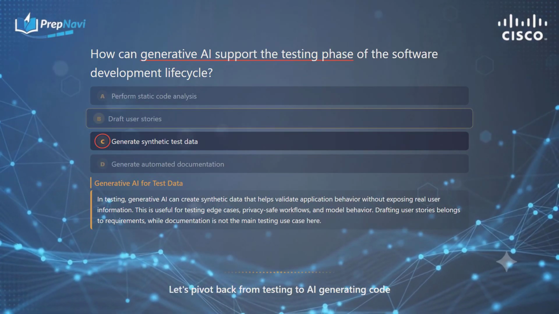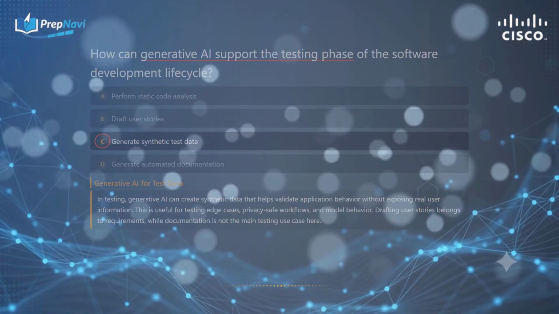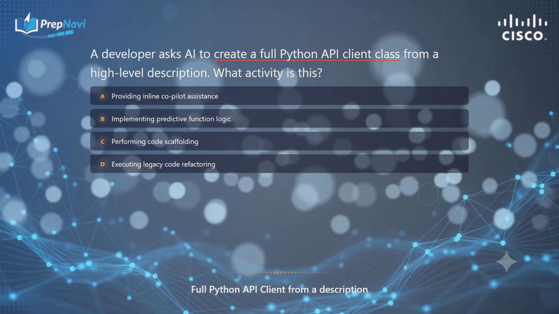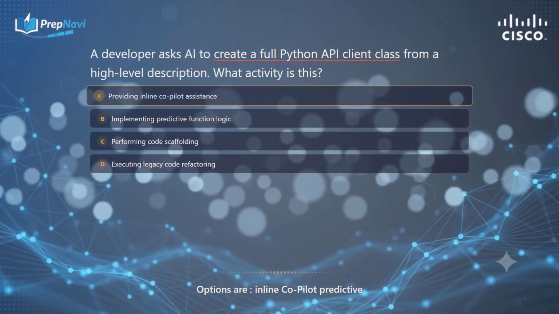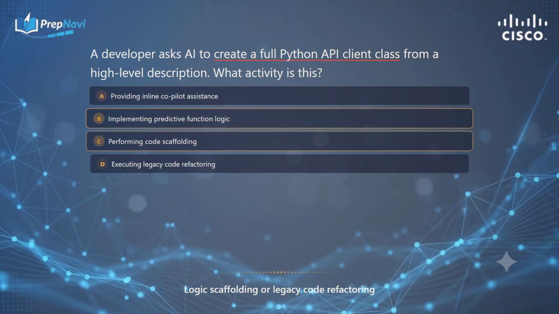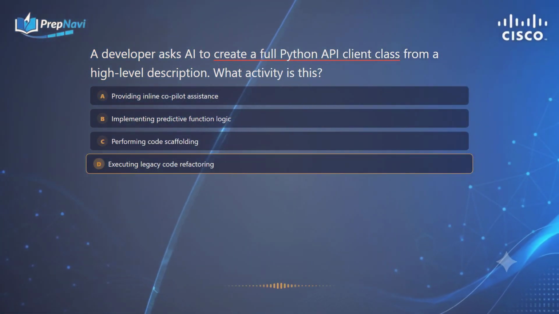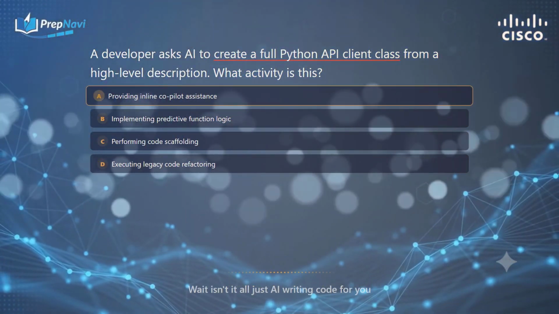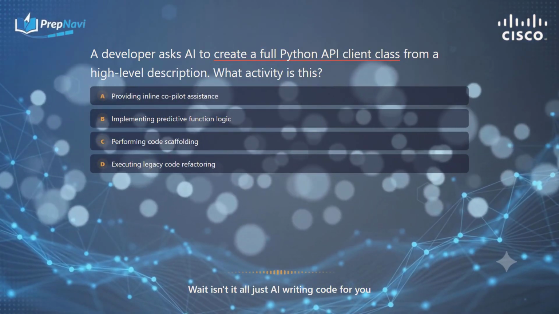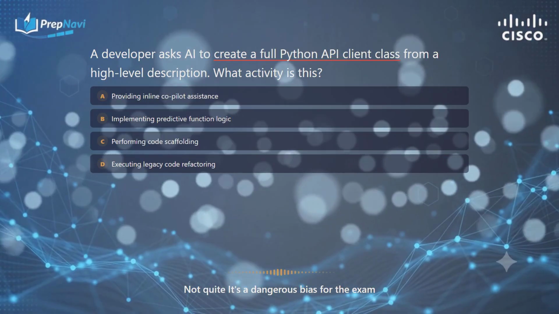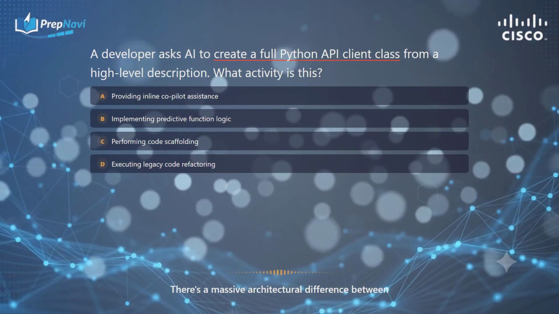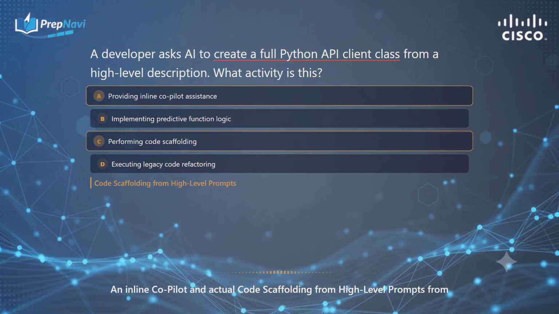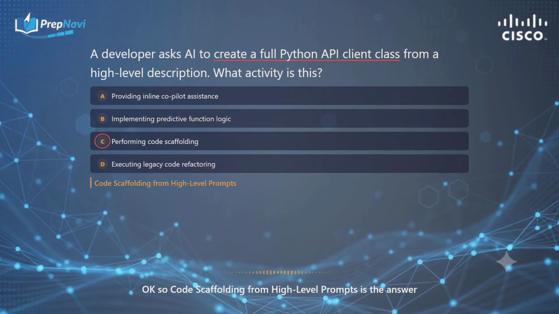Let's pivot back from testing to AI generating code. What's it called when an AI creates a full Python API client from a description? Options are inline copilot, predictive logic, scaffolding, or refactoring. The industry has basically conditioned us to call this an inline copilot. Wait, isn't it all just AI writing code for you? Not quite. It's a dangerous bias for the exam. There's a massive architectural difference between an inline copilot and actual code scaffolding from high-level prompts. Okay, so code scaffolding is the answer.